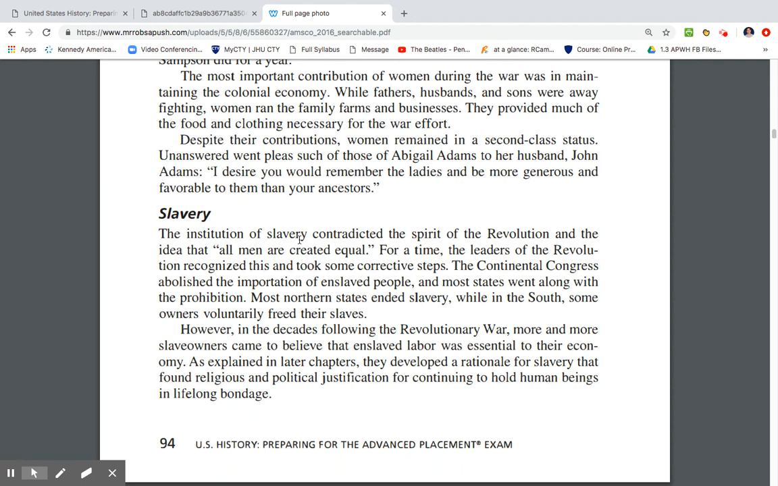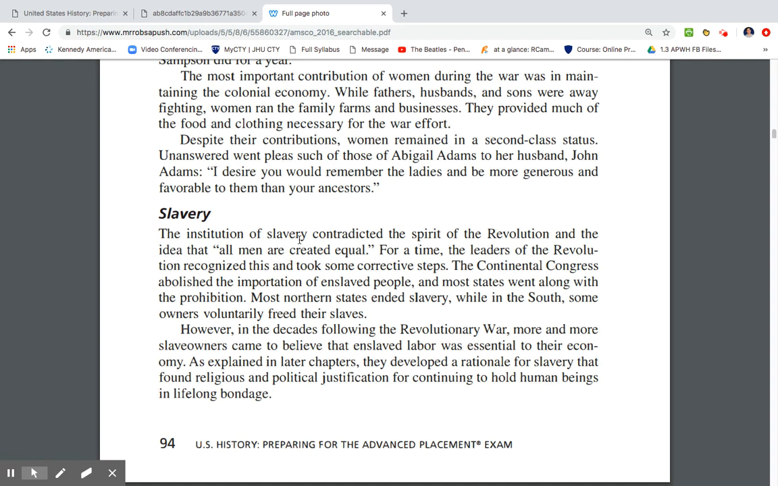For a time, the leaders of the revolution recognized this and took some corrective steps. The Continental Congress abolished importation of enslaved people, and most states went along with the prohibition. Most northern states ended slavery, while in the South, some voluntarily freed their slaves. However, in the decades following the war, more and more slave owners came to believe that slave labor was essential to the economy, as explained in later chapters. They developed a rationale for slavery, found religious and political justification for continuing to hold human beings in lifelong bondage.